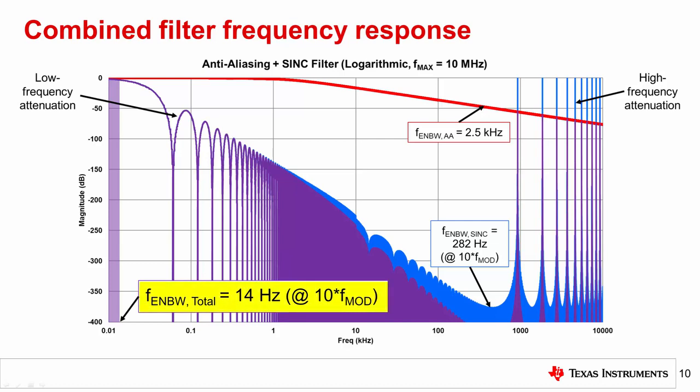Note that the combined response has an effective noise bandwidth of 14 Hz, which is calculated out to 10 multiples of f-mod. This combined noise bandwidth is more than an order of magnitude smaller than the anti-aliasing filter or the sinc filter noise bandwidths using similar limits. The reason for this much smaller bandwidth is the anti-aliasing filter's attenuation of the sinc filter's high-frequency peaks at multiples of f-mod. The anti-aliasing filter removes much of the noise power from the high-frequency peaks that would otherwise fold back into the passband, which is why you don't need to account for the infinite frequency response of the sinc filter.